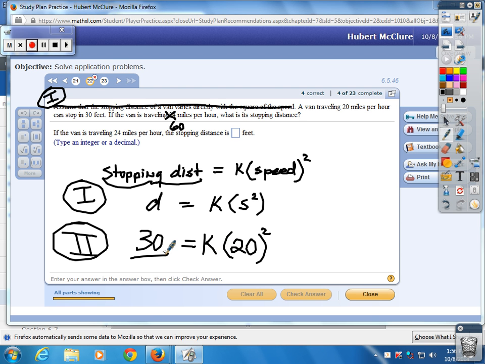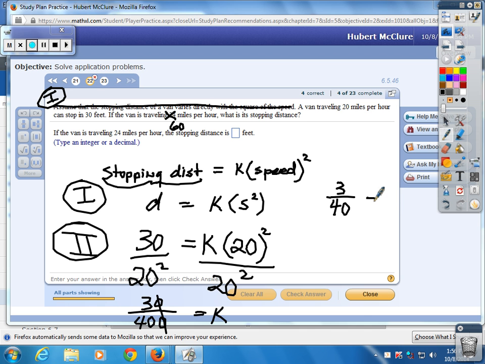That and this divided by 20 squared. So we've got, don't use your calculator yet, K is equal to 30 divided by, what's 20 times 20? 400. So what cancels? Zeros cancel, and you're left with 3 over 40 is equal to K.